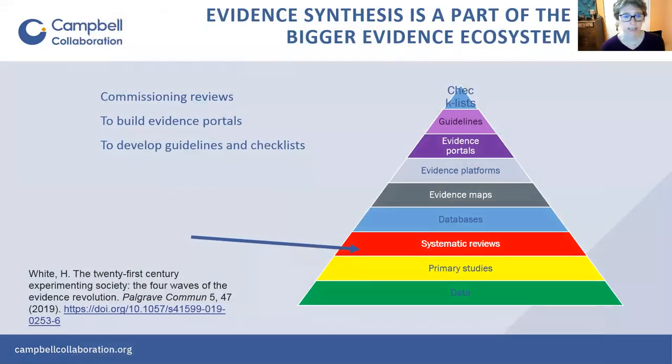Another way of thinking about the ecosystem is systematic reviews are part of a bigger picture. And in this pyramid that Howard White developed, he's the CEO of the Campbell Collaboration, systematic reviews are pretty low down in this pyramid. And what he postulates in his paper is that decision makers actually need more packaged evidence. So things like evidence portals, guidelines, and checklists, which tell decision makers what the policy implications of the evidence are. And so we can't stop at systematic reviews.